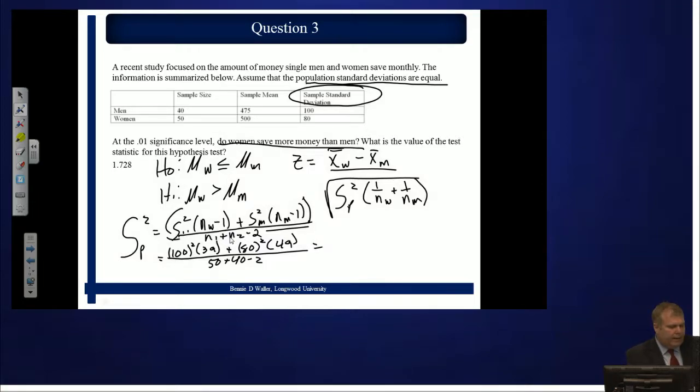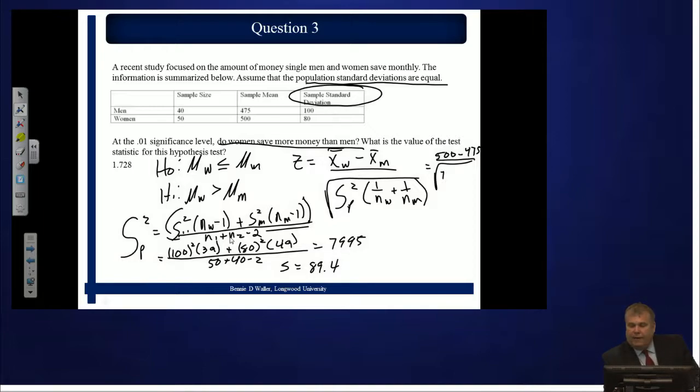Now, when you calculate that number, you get a big number, 7995, I think it is, and when you take the square root of it, I get 89.4. When I come over here and continue working, the mean, I get 500 minus 475 divided by, well, the way I've written it here, I would use the 7995 number times 1 over 40 plus 1 over 50. I'm just making a mess of that.